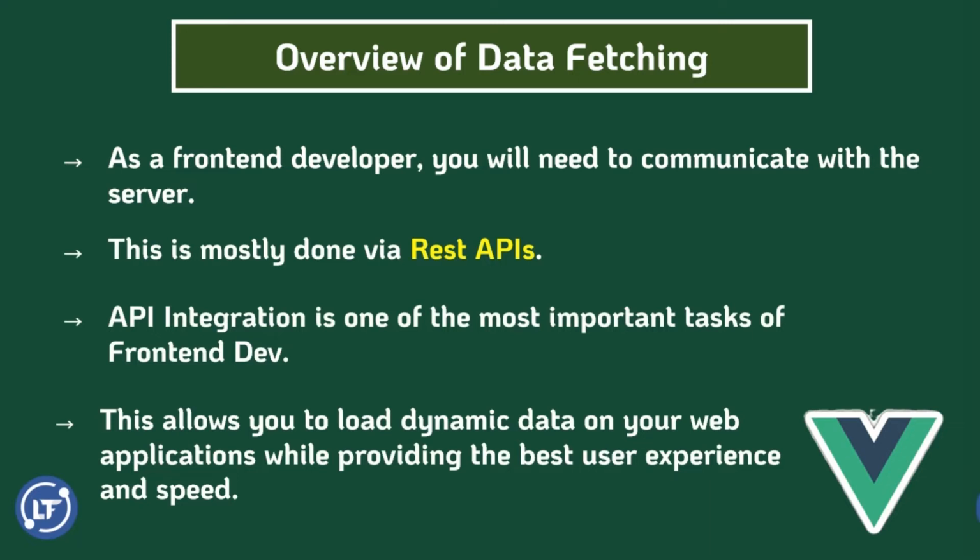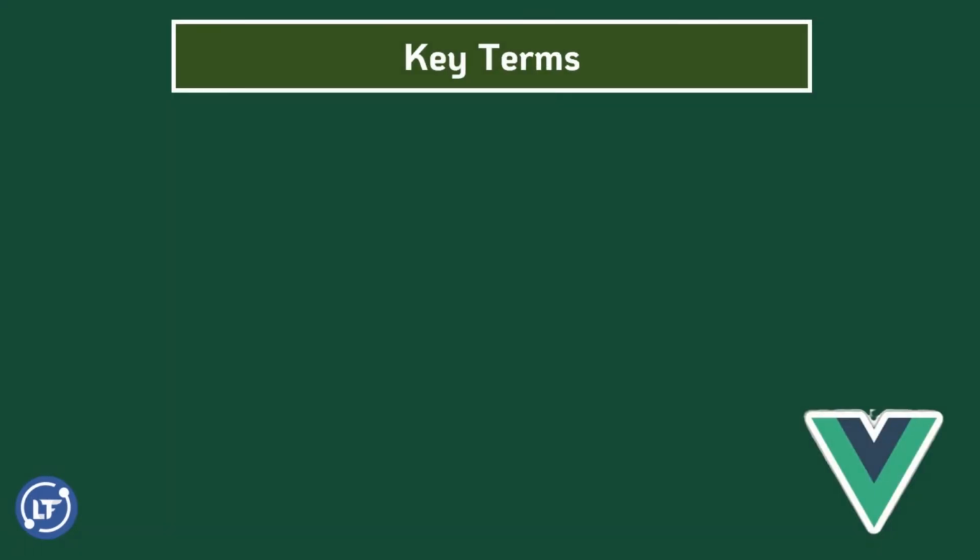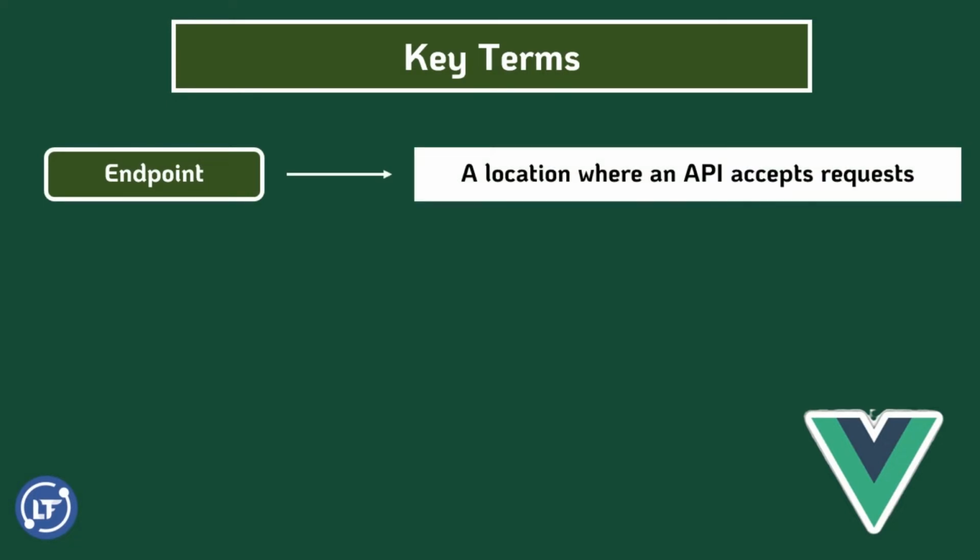Okay, now here are some key terms that you need to know when working with APIs or when you are fetching data from a server. There are various key terms that you should familiarize yourself with, but the most important ones, I've actually noted them out. And the first one is endpoint. An endpoint basically refers to a location where an API actually accepts a request.